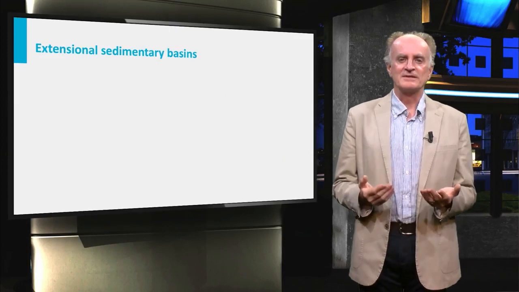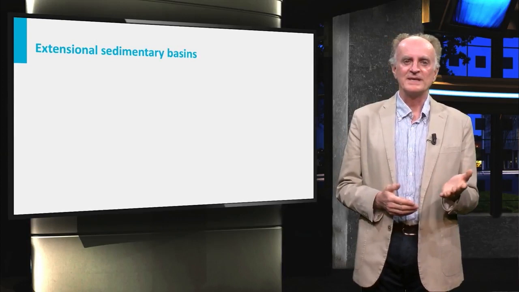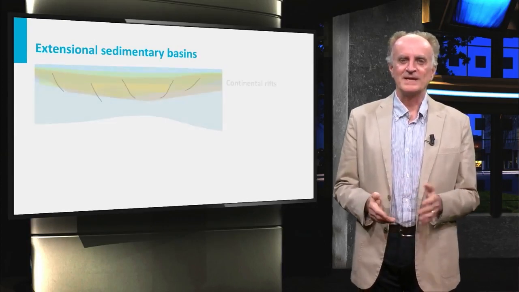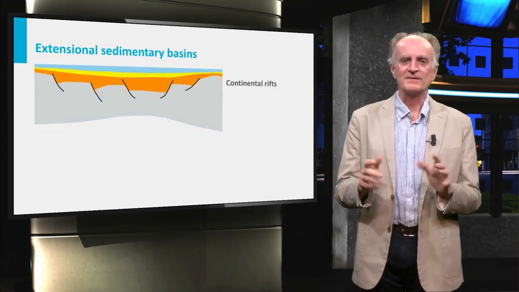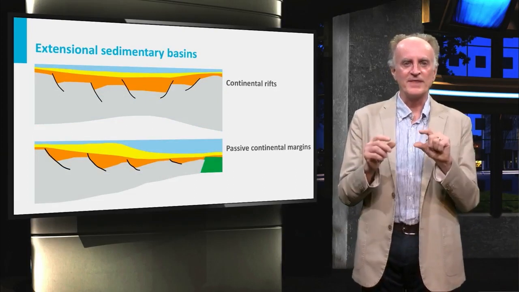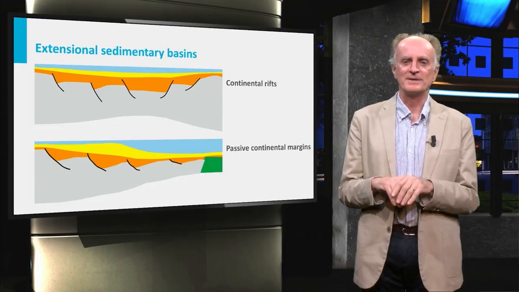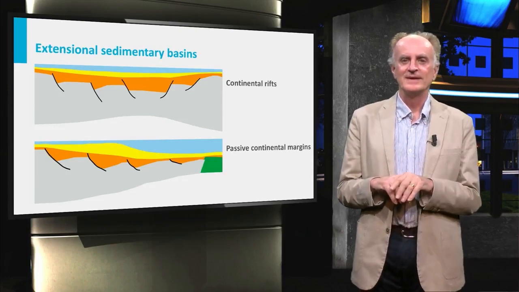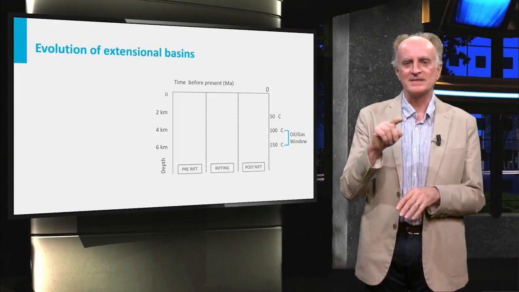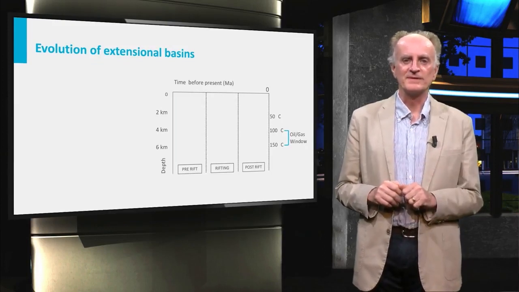The first type of sedimentary basin we will look at are extensional basins. Here, the accommodation space is created by the extension of the lithosphere. Extensional basins begin forming as continental rifts. If extension continues, then the lithosphere becomes so thin that it will break, eventually leading to the formation of a passive continental margin. Vertical movements in a sedimentary basin can be documented using a subsidence curve, which describes the vertical position of a point during rifting.